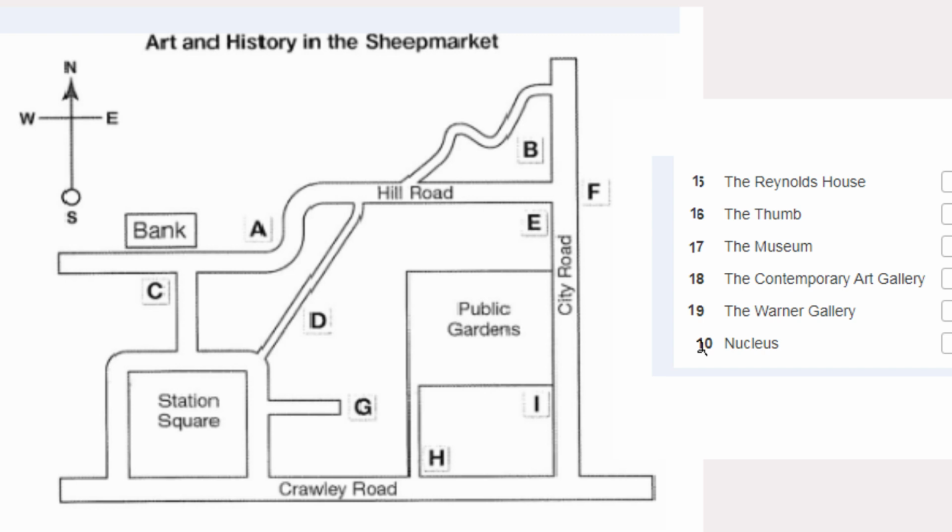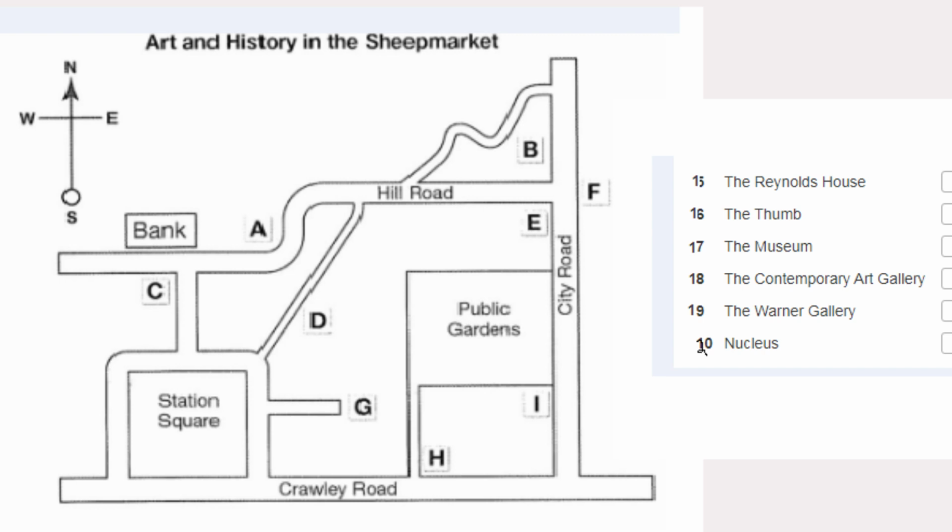The Warner Gallery specialises in 19th century art. It's on City Road, near the junction with Crawley Road, on the same side of the road as the public gardens. It's open on weekdays from 9 to 5 and entry is free.